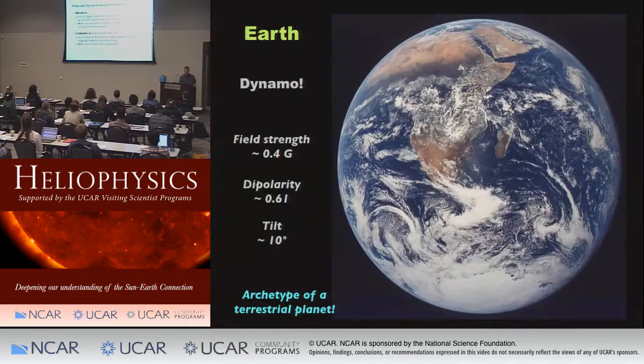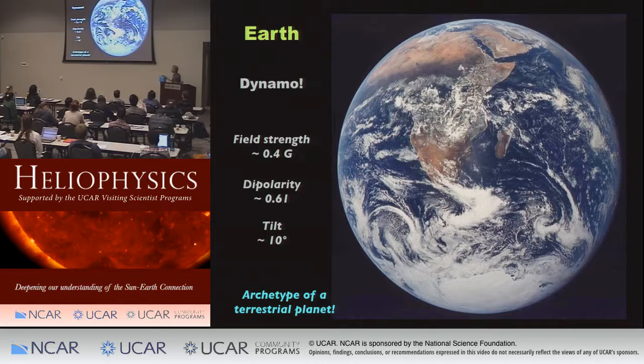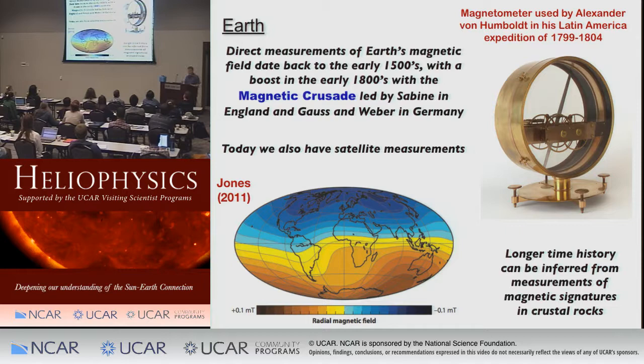All right, so Earth, we know, has a dynamo. We know its field strength is on the order of half a gauss on average, getting up to a gauss near the poles. And you can quantify the degree to which it's dipolar. This is essentially a measure of how much magnetic energy is in the dipole component compared to everything else. And it's about 60% in the dipole. It has a tilt of about 10 degrees relative to the rotation axis. So this is an archetypical example of a terrestrial planet. And this is the only planet where we have a pretty good idea of how it has varied with time over the course of thousands, even millions of years.